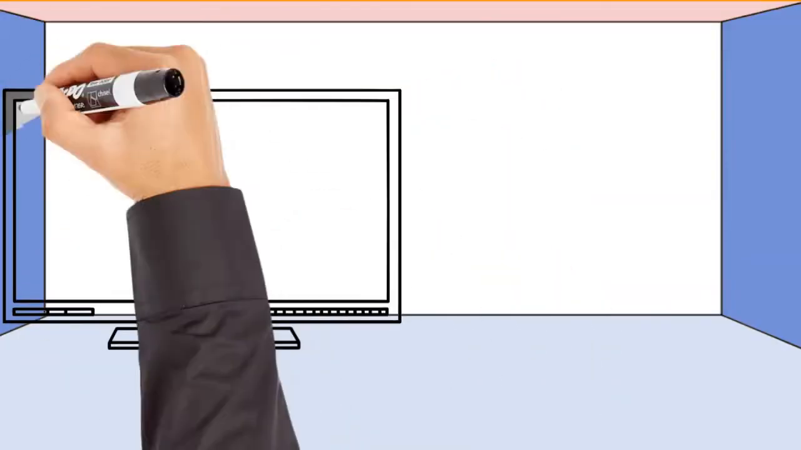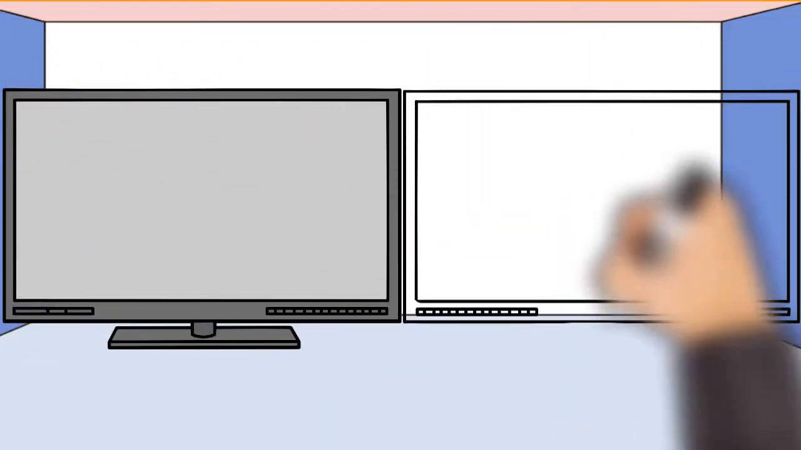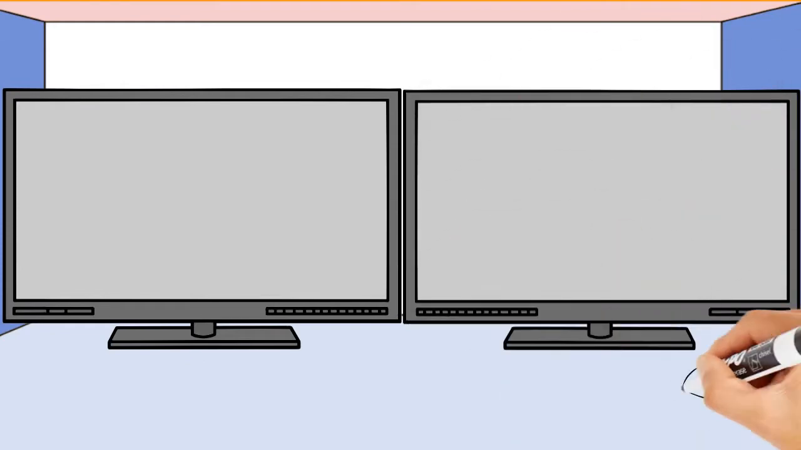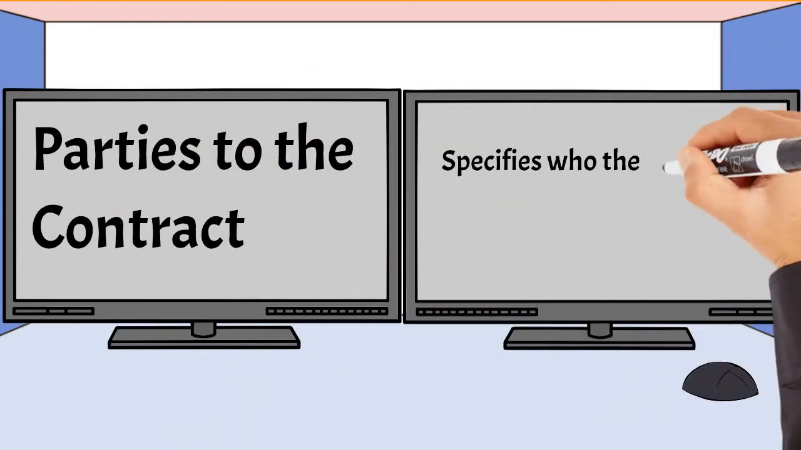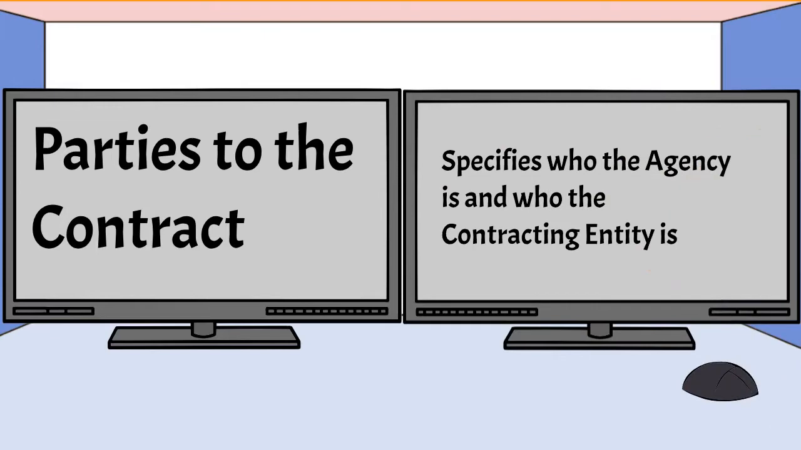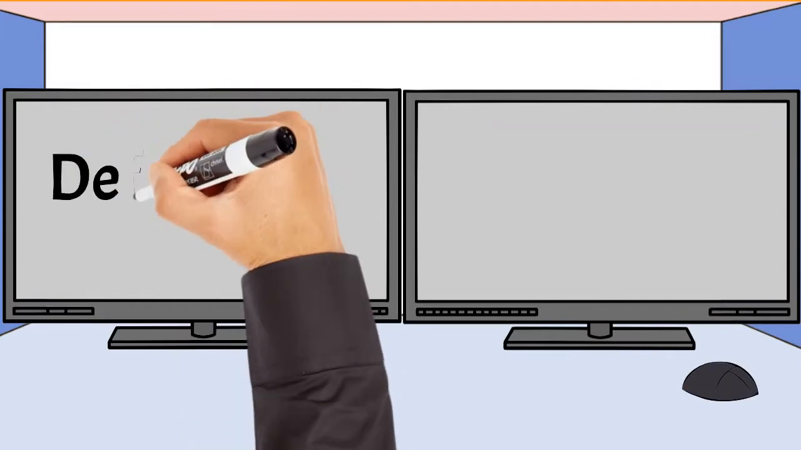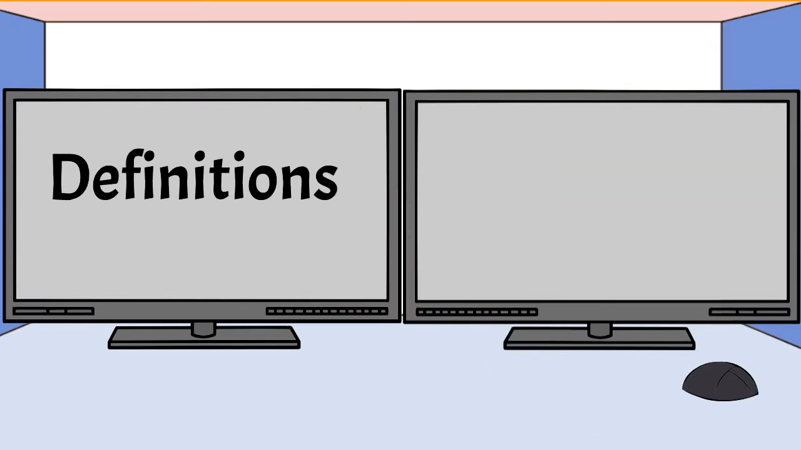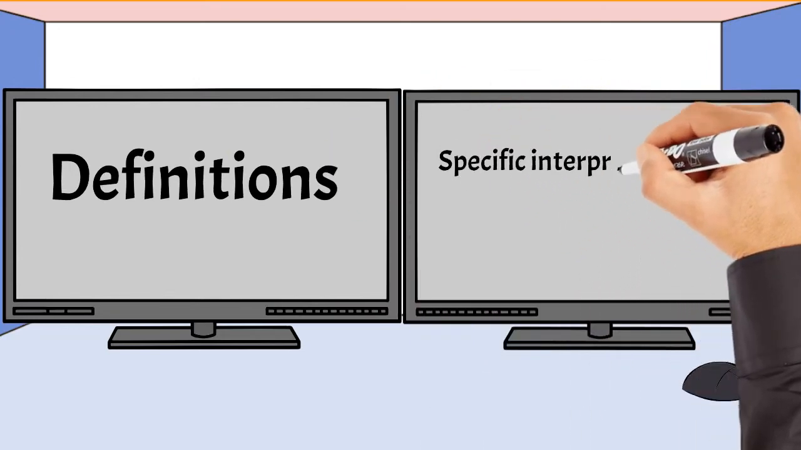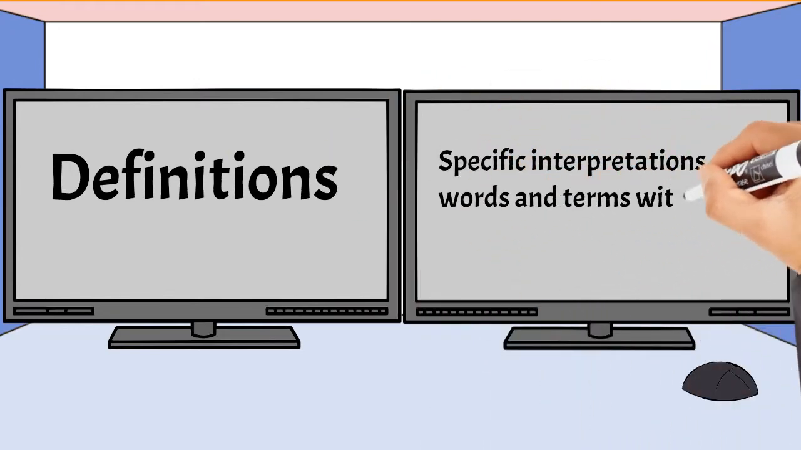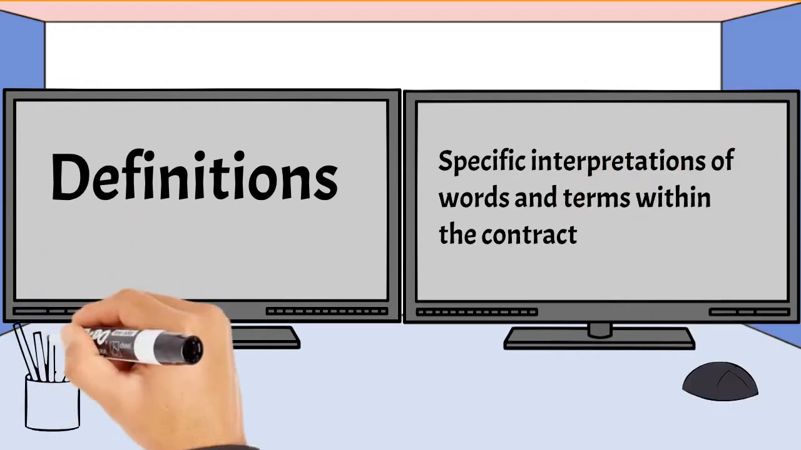The first clause of the contract will always specify who the legal entities are who are entering into the contract, that is, the agency and yourself. Next up will be some sort of definition section which just runs through the terms that are used in the contract just to make it absolutely clear what the intention is of those words that they are using.